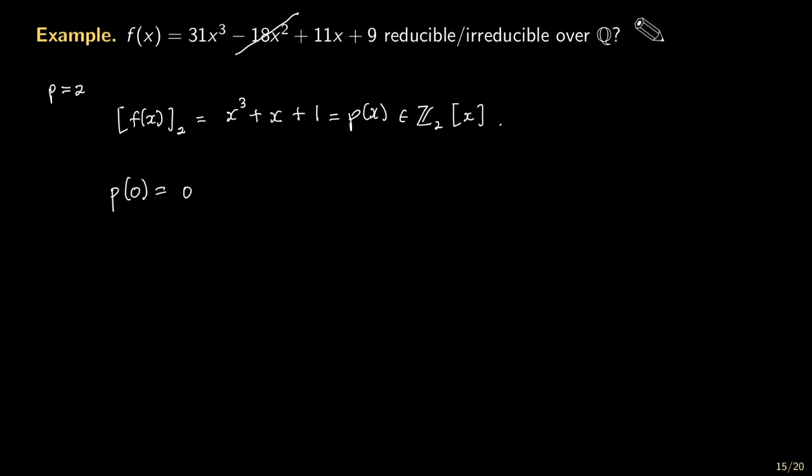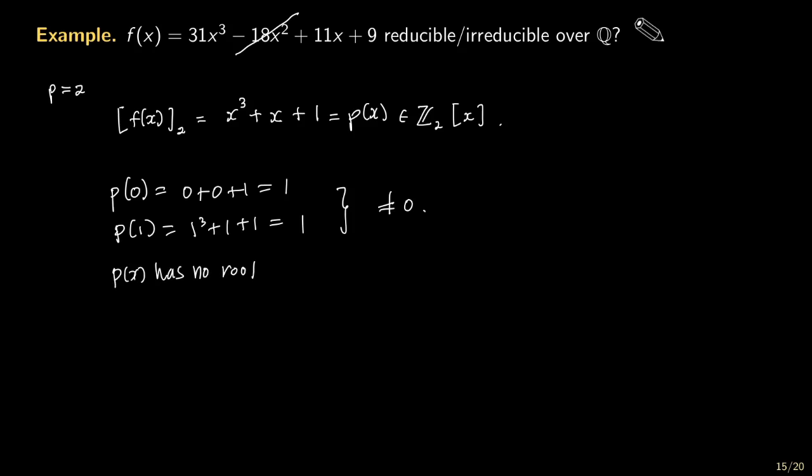P of 0, hindi siya 0. P of 1, dalawa lang naman ang elements ng Z sub 2. So 1 again. So none of this is 0. So in other words, p of x has no root in Z sub 2. Therefore, p of x is irreducible over Z sub 2.